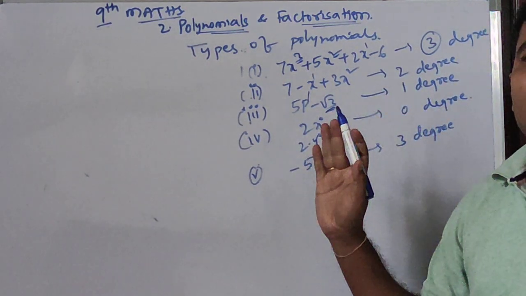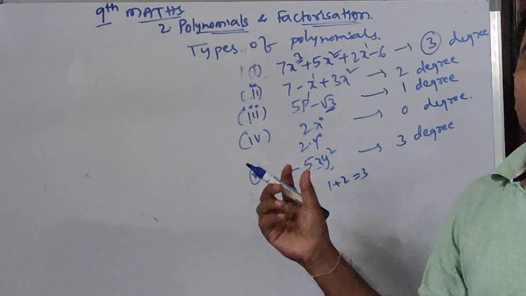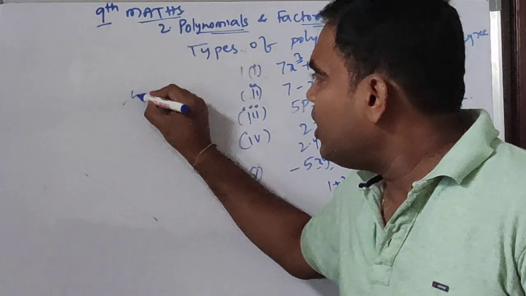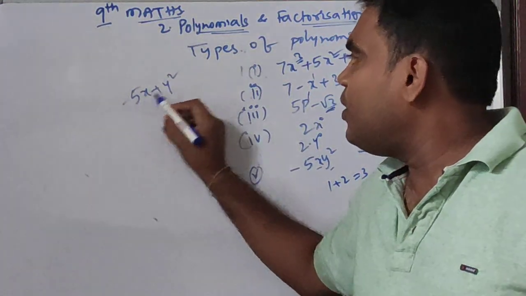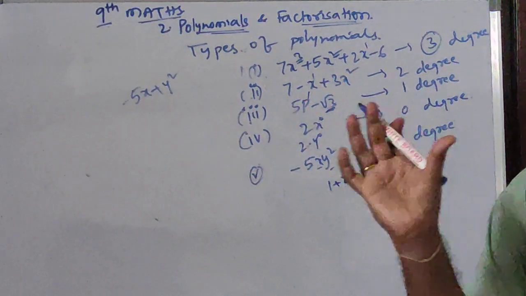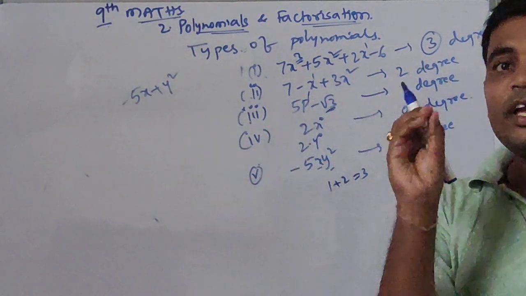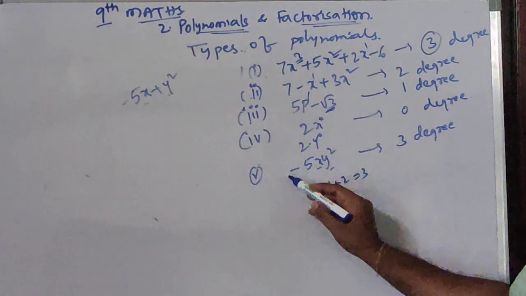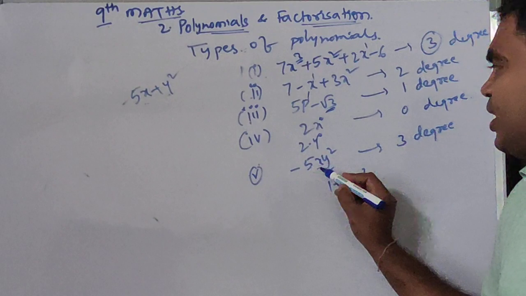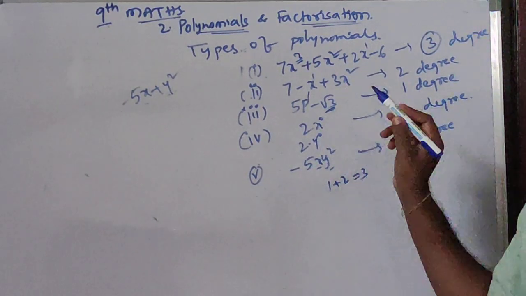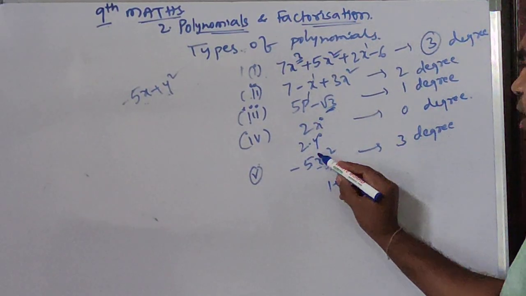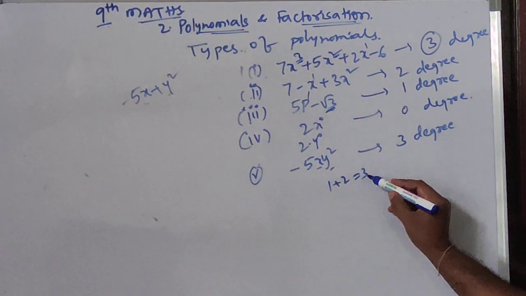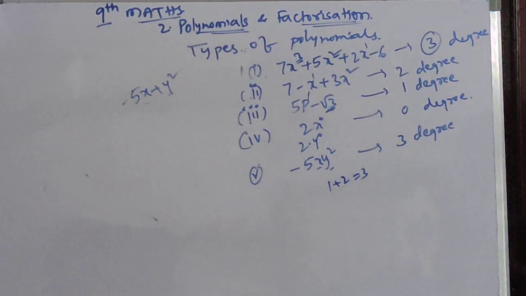But that is wrong. When it is included as a product, we should treat it as a single term. For example, if it is given like minus 5x plus y square, this will be separated. Plus or minus separates terms, and multiplication or division is included within a term. So this contains two terms, while here it contains only one term. If it is given as a product, we should take the sum of powers. The power of x is 1, the power of y is 2, adding 1 plus 2 we will get 3. This is the degree of the polynomial.